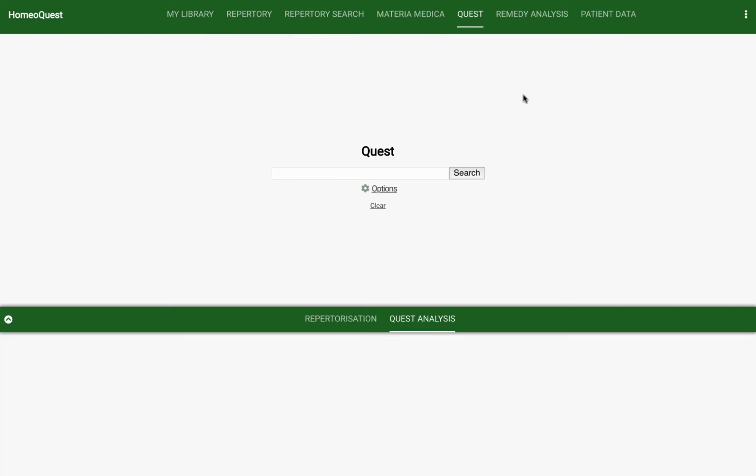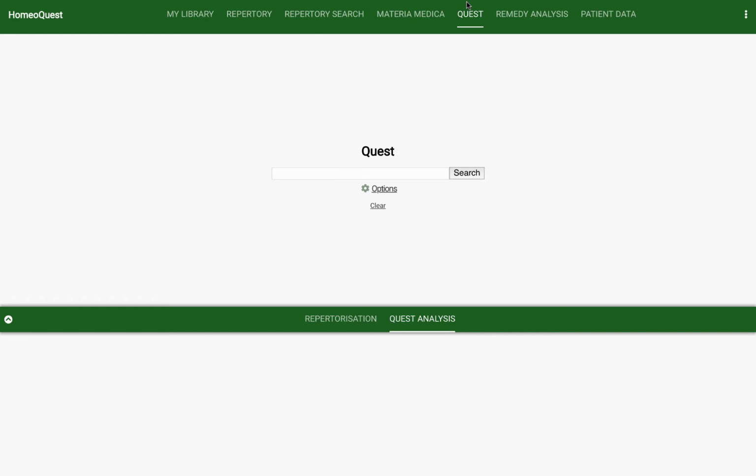Okay, welcome back, and we're now in the second part of getting started with HomeoQuest, and we're going to look at the two main revolutionary features in HomeoQuest Premium, that's Quest and Remedy Analysis. So the Quest feature is a unique feature, so I've selected that in my software here, and this is a feature which is not found in any other software at this particular point in time. And what it does is it's a combined materia medica and repertory search.